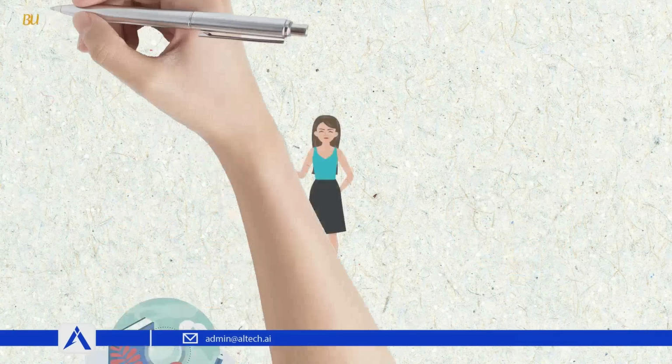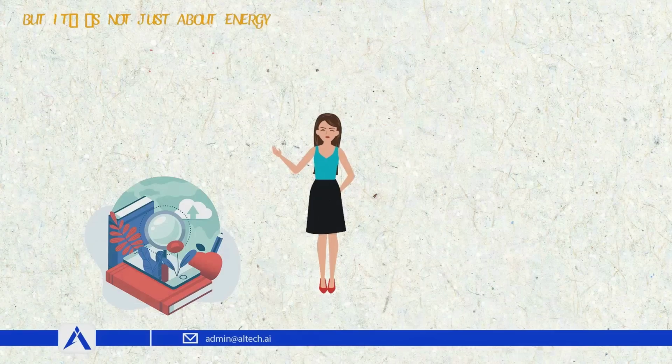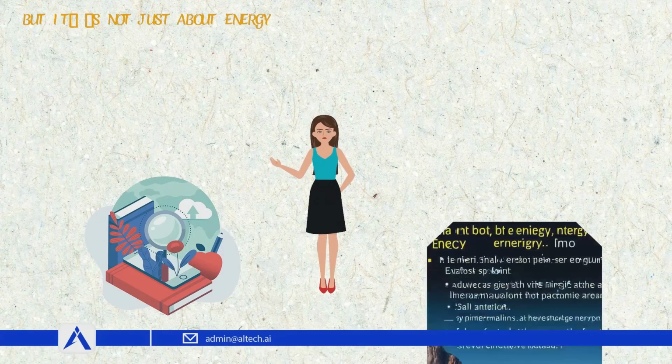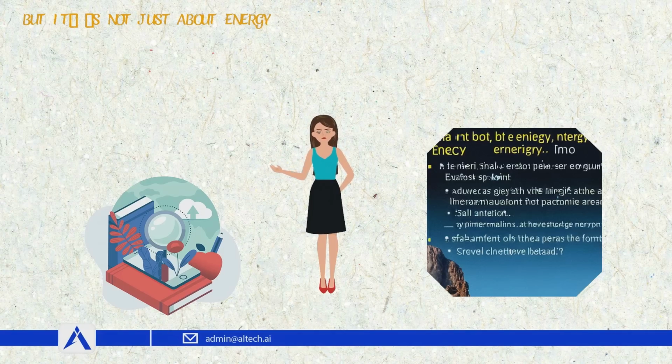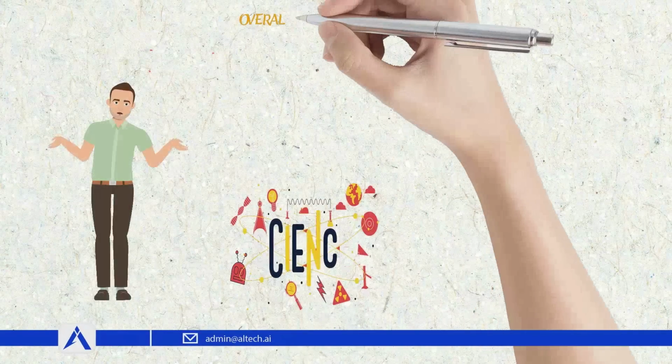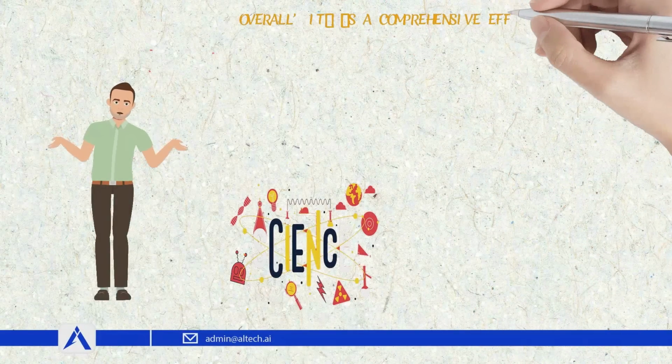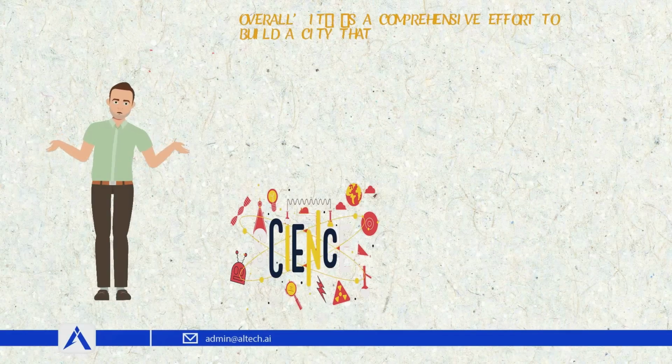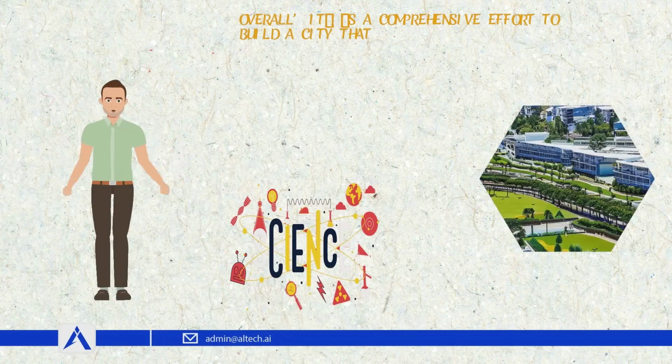By incorporating renewable energy into our infrastructure and transportation systems, we can reduce our dependency on fossil fuels and significantly lower our carbon footprint. But it's not just about energy. Carbon-neutral cities also encourage the use of sustainable building materials, the planting of trees and green spaces, and the development of public transportation systems that reduce the need for automobiles. Overall, it's a comprehensive effort to build a city that is in harmony with its environment.